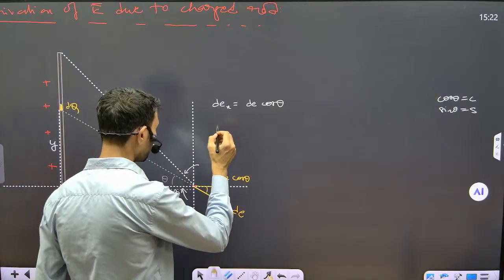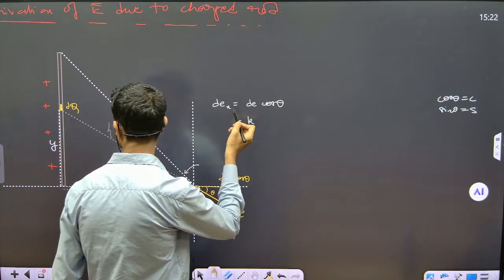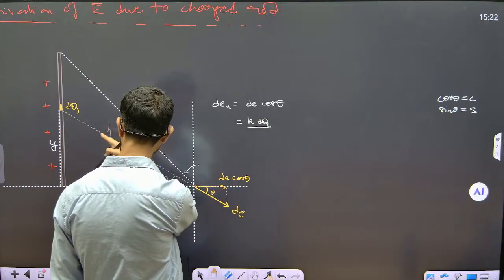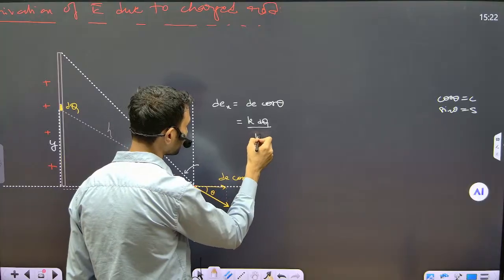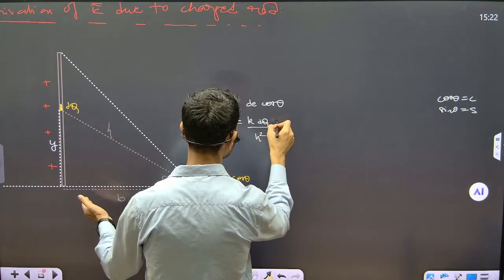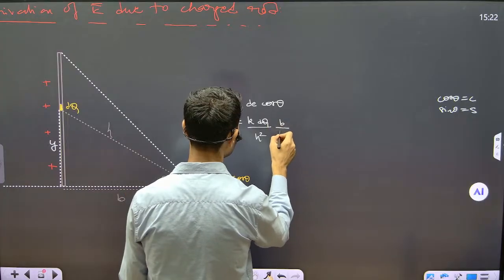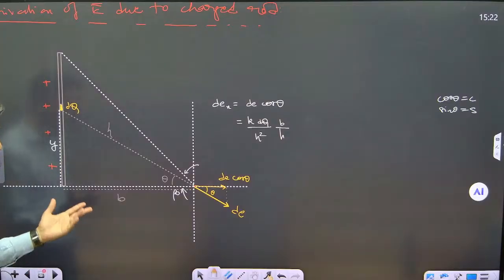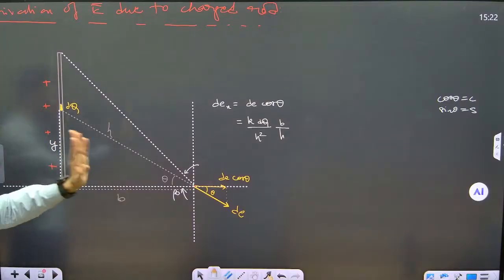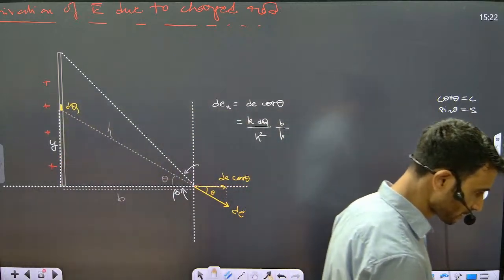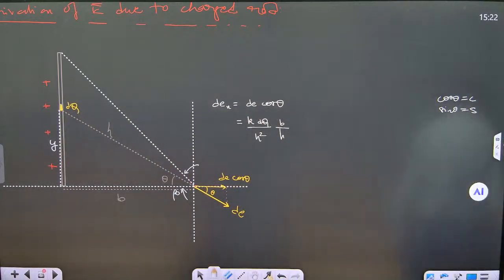And how much is dE equal to? That is k q over r squared, where q is that small charge dq, and the distance is h, so h squared. And cos theta is what? Cos theta is the base, which is b, upon the hypotenuse, which is h. So it turns out to be k dq b divided by h cubed. That's the differential electric field in the x direction, dE cos theta. I hope it's clear to everybody, right? No doubt there.